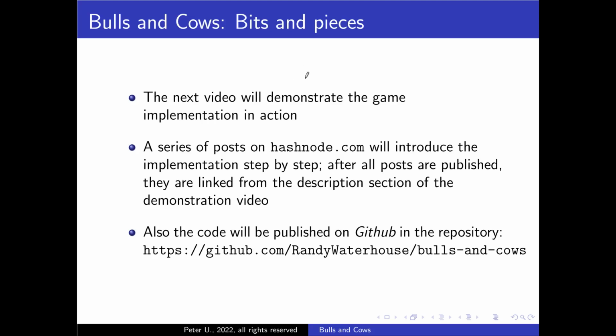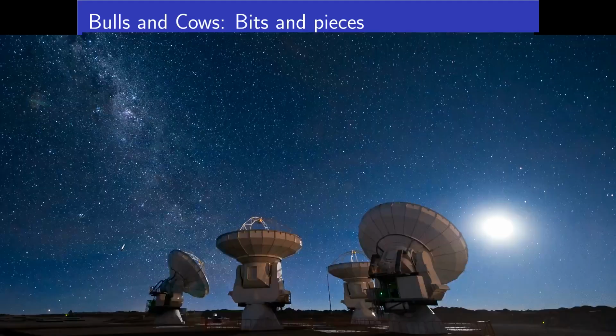In the next video I will demonstrate the implementation in action, and then I will post a series of articles on hashnode.com where I will describe and develop the implementation step by step, I think in about 8 steps. After all these posts are published, I will link them from the description section of the demonstration video, which is, as I said, the next video. Also the complete code, all the steps and the finished code, I will publish in a GitHub repository, which is linked here.